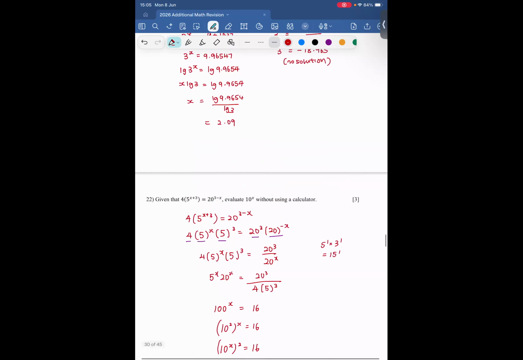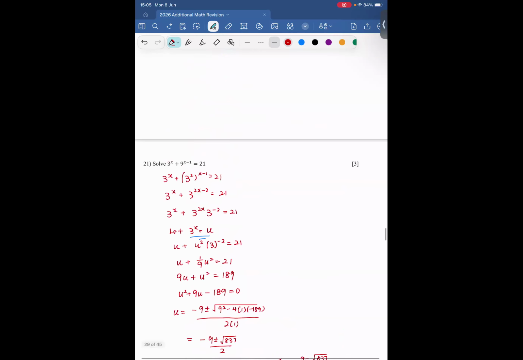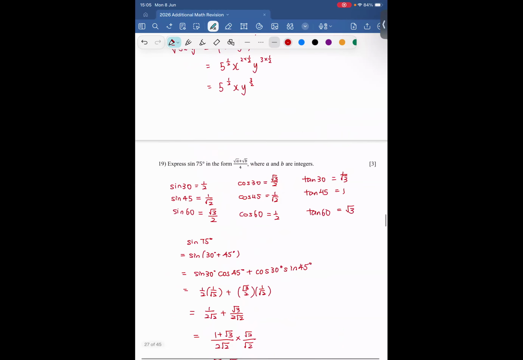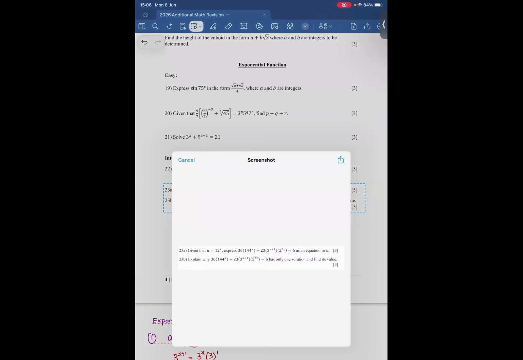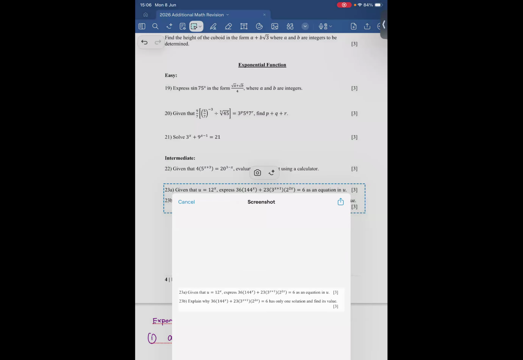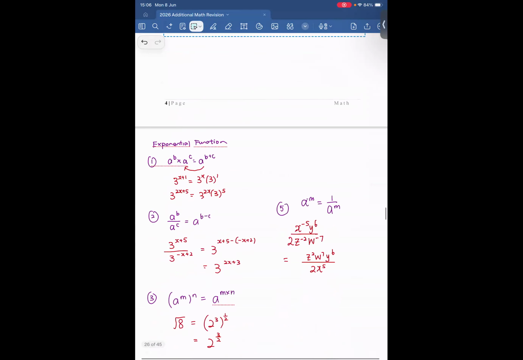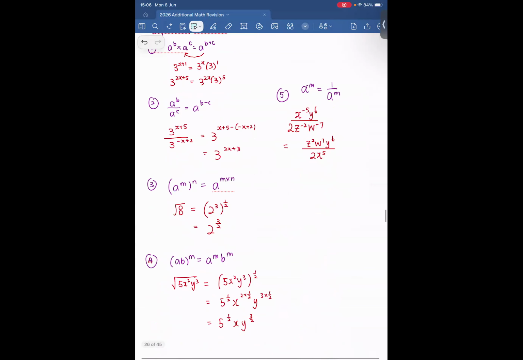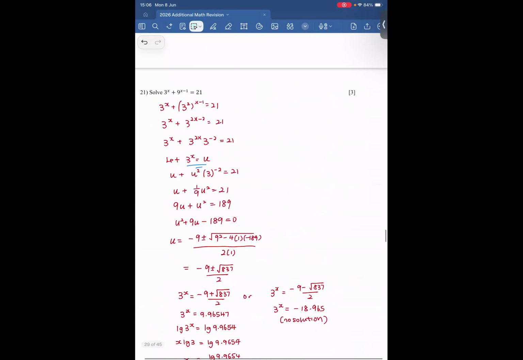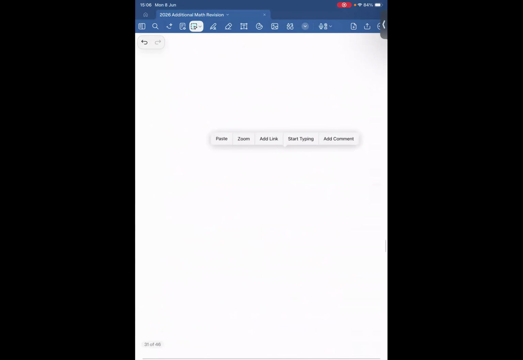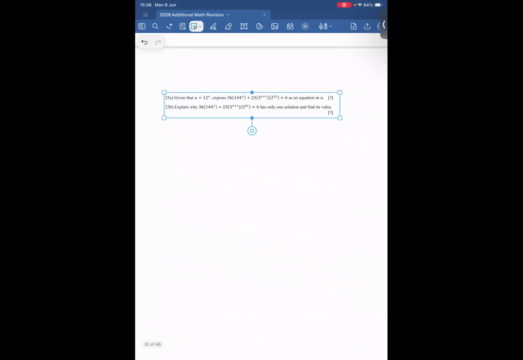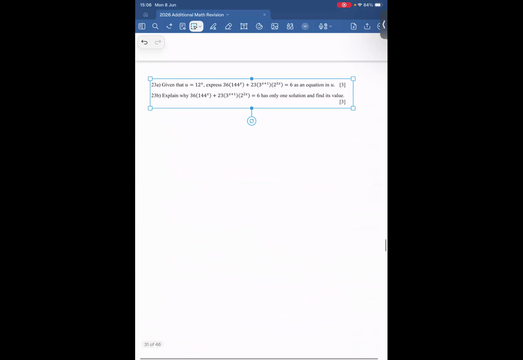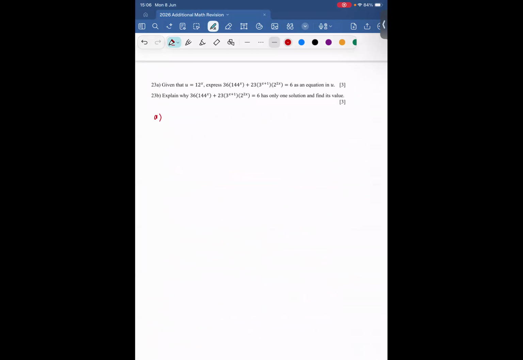Okay, 23. Part A, given that, express this as an equation in u. So this is just like that question just now. Can you go and try yourself?